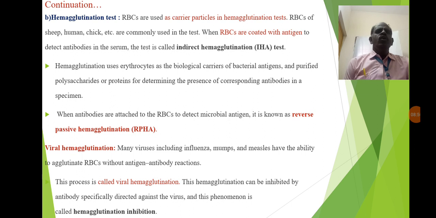And finally, viral hemagglutination. Many viruses, including influenza, mumps, and measles, have the ability to agglutinate RBCs without an antigen-antibody reaction. So this process is called viral hemagglutination. This hemagglutination can be inhibited by antibody specifically directed against the virus, and this phenomenon is called hemagglutination inhibition.